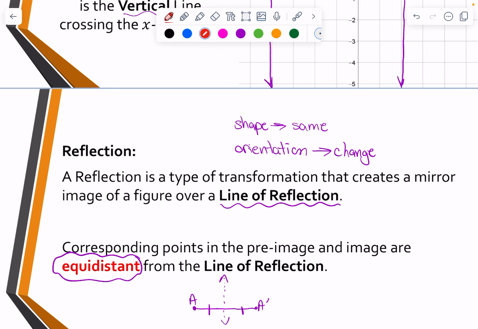If we look down here on this little graph, if I put B back here behind A, that means this segment would have to be equidistant to this segment to get us to B prime. Now notice, on the left-hand side, it goes in order from left to right, B to A. On the right-hand side, it goes in order from left to right, A prime to B prime. So the orientation of the shape is not going to be the same, because those points that are closest to the line of reflection are going to remain closest to the line of reflection. So it flips that image over that line of reflection.